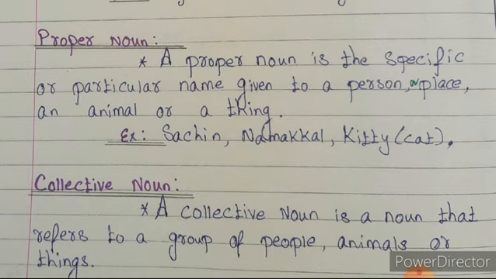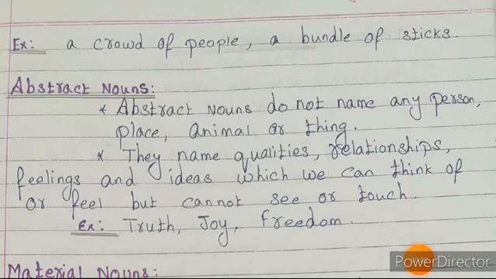A common noun is the general name, whereas a proper noun is the specific name, whereas a collective noun is a noun that refers to a group. Identify the word as a group. A collective noun is a group of people or animals, a place or thing. So a collective noun is a group. It refers to a group.